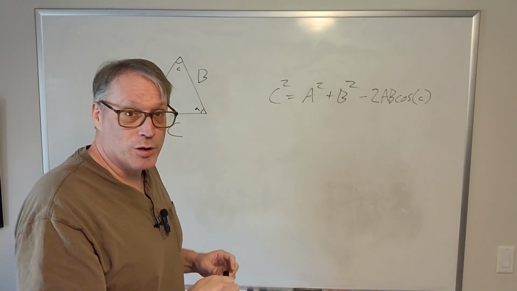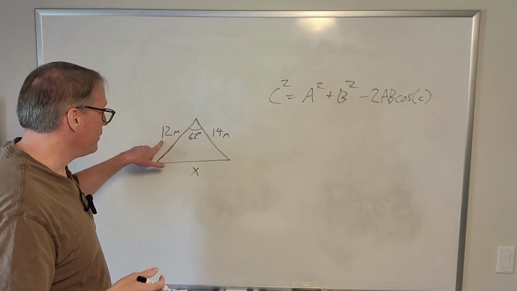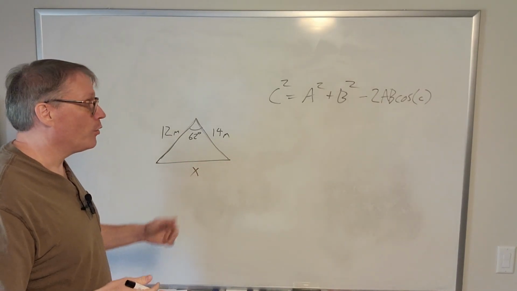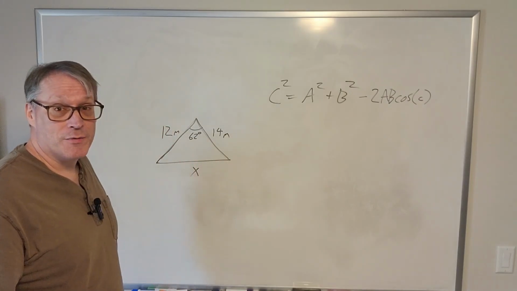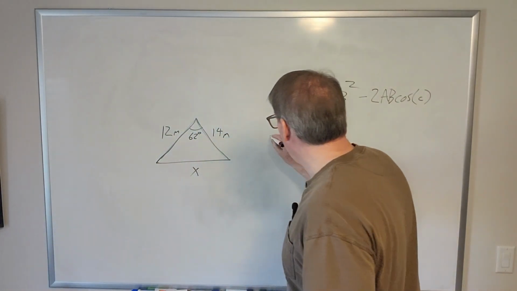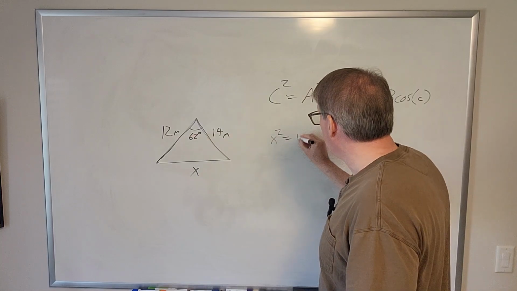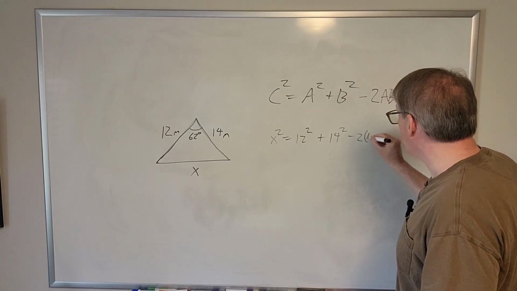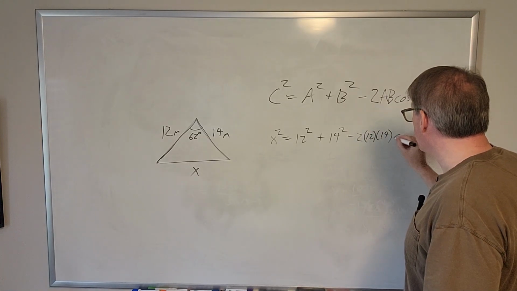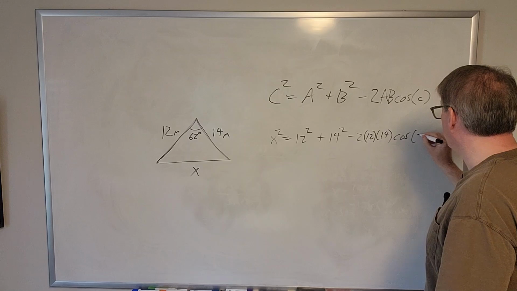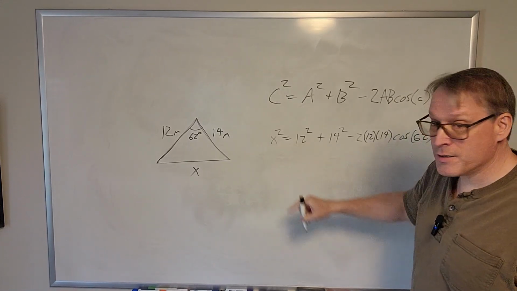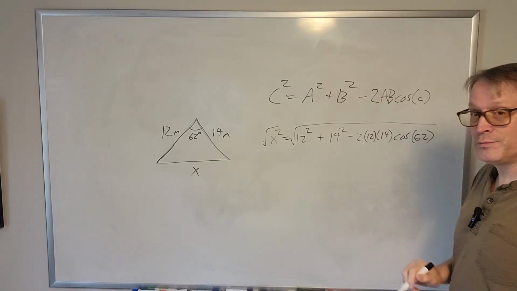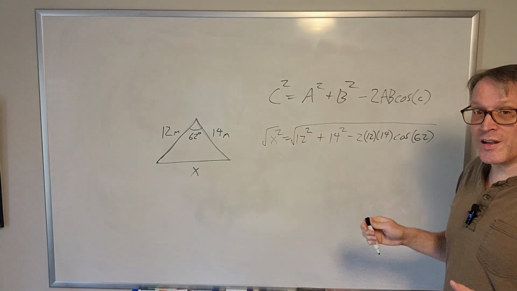So here we go. Let's solve one. This is a classic example where you have the side, the angle in between, and then another side, and you're trying to solve for the opposite side length. Well, that is the direct application of the law of cosines. In this case, you would have x squared equals 12 squared plus 14 squared minus 2 times 12 times 14 times the cosine of 62. If you want to know what x is, take the square root of both sides. That's it. And they would almost always never have you actually solve this.